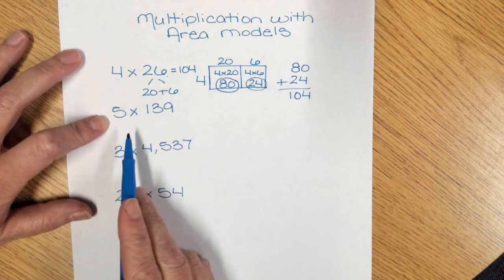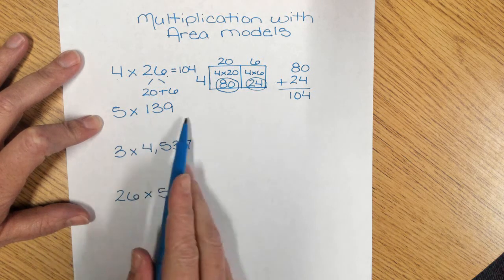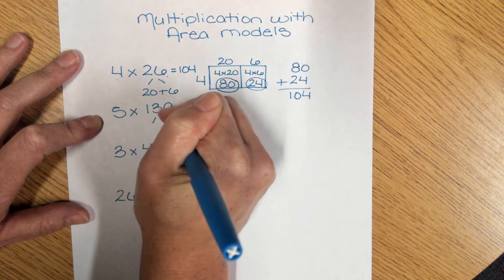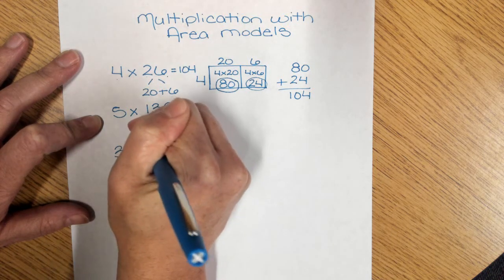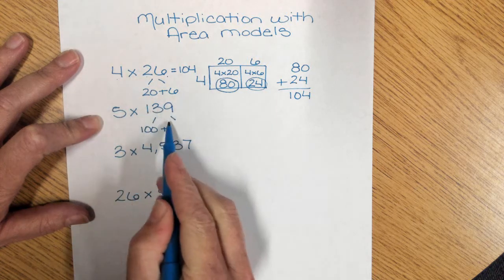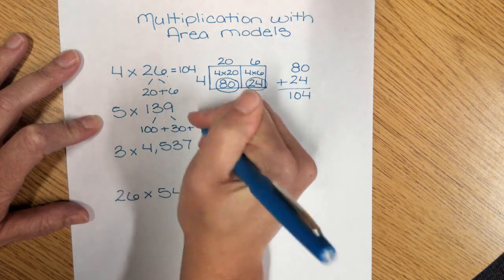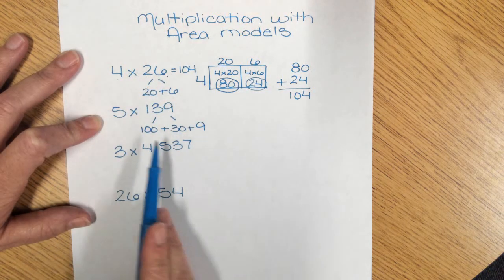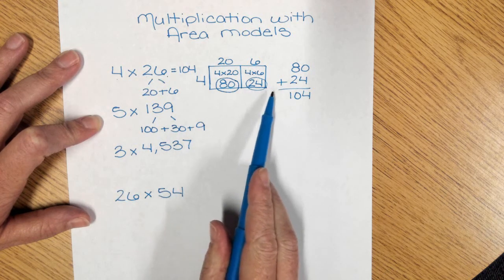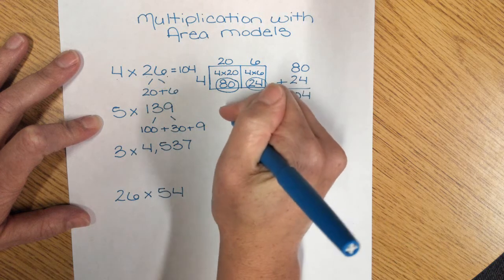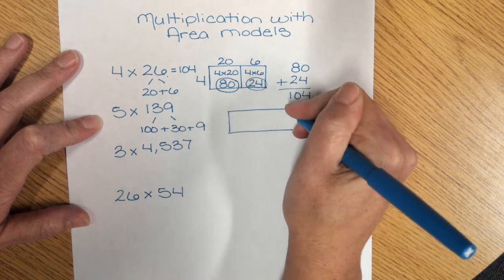Now, it works the same when I do it by a 3-digit number. So here I have a 1-digit by a 3-digit number. Again, my first step is to break my numbers apart into place value. I have one group of hundreds. I have 3 groups of 10. And I have 9 ones. Now, because I have a 3-digit number, my area model is going to look similar to this, but I have to add an extra place value. So in this case, my area model is going to have 3 boxes in it.